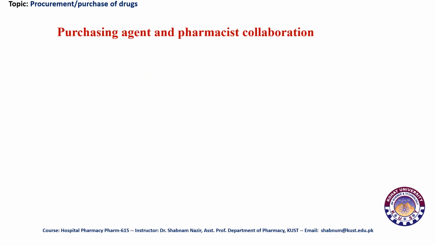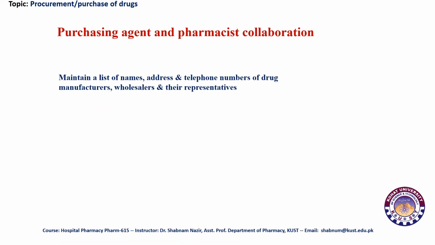Purchasing agent and pharmacist collaboration: there is another possible way for their collaboration in quite a parallel way, instead of assigning different responsibilities. For example, maintain a list of names, addresses, and telephone numbers of drug manufacturers, wholesalers, and their representatives. Initially we discussed that this is a task which could be done by a pharmacist if his role is more internalized, sort of.